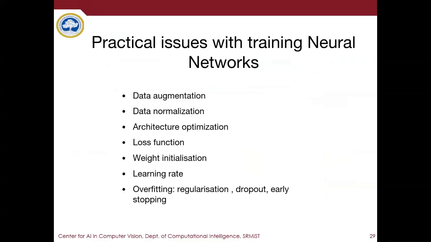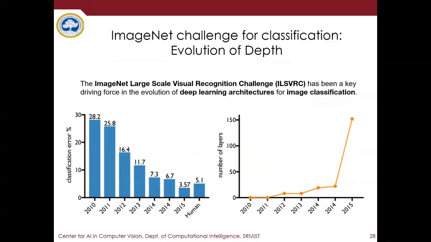Based on this image challenge, many different neural network architectures have come. In 2003, it was software machine learning. Here you can see the error go down to 18, then 17, and then 15.